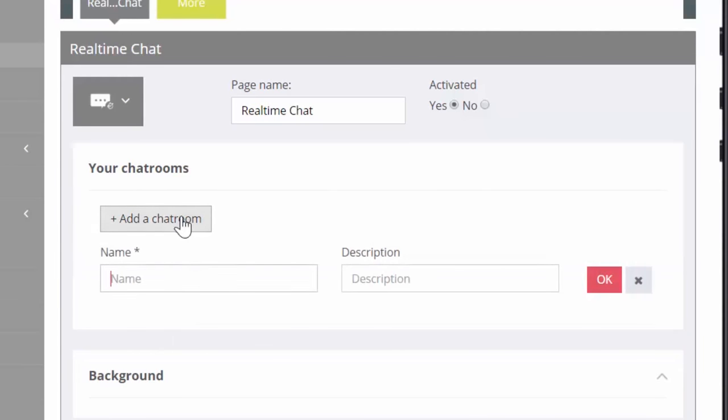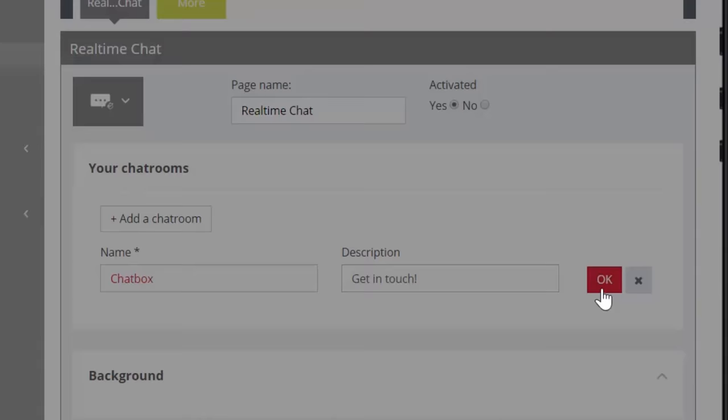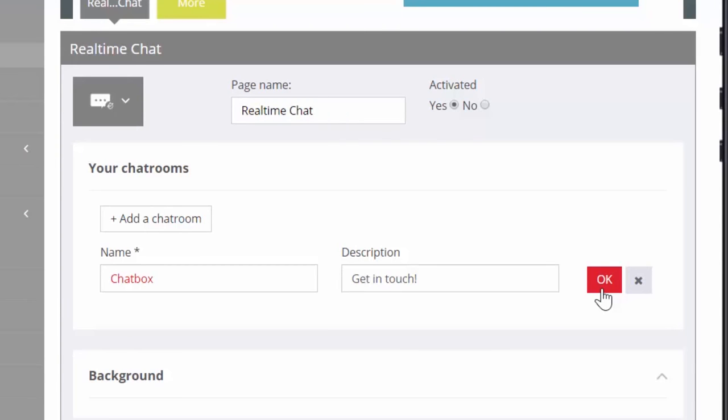Real-time chat. The real-time chat feature allows the user of the app to interact with you in real time. This is great for things like customer service or getting opinions on what your customers think.